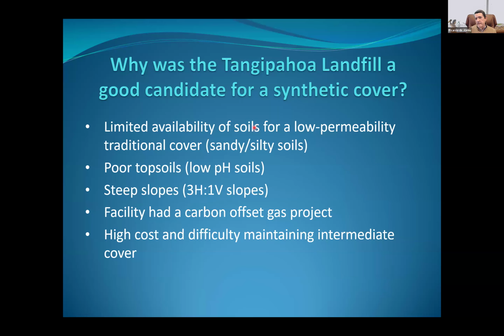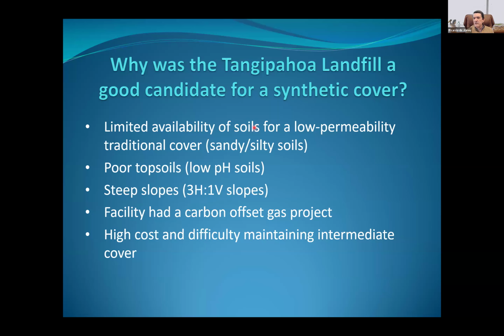The other is they have poor topsoils, very low pH soils, that would be used for vegetative cover. In this case, if you have to use the topsoils, you have to adjust the pH to be able to grow sand. Steep slopes, 3-to-1 slopes.